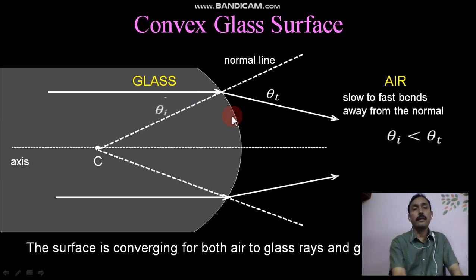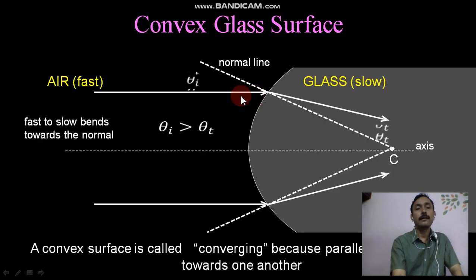Now another type, if light is coming from this direction, that means from denser medium to the rarer medium. So this is the incidence angle. If we draw a normal, we know when light is coming from denser to rarer, it moves away from the normal. So theta I here is greater than theta t. But here theta I, here theta I, this is the theta t, this is the theta t. So theta t is less, theta I is more.